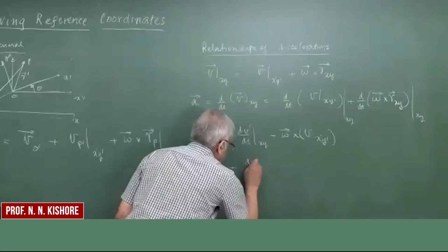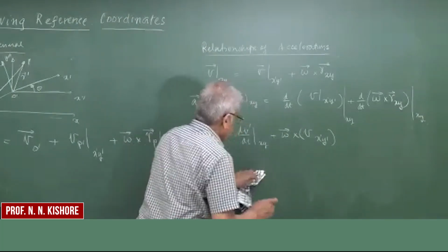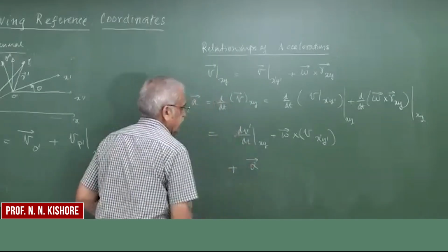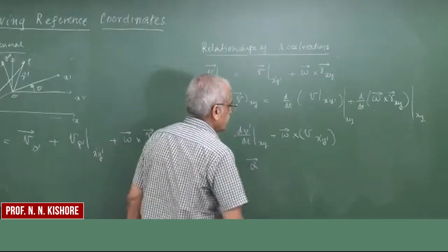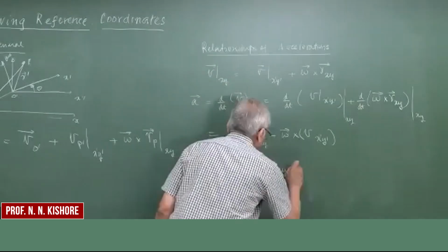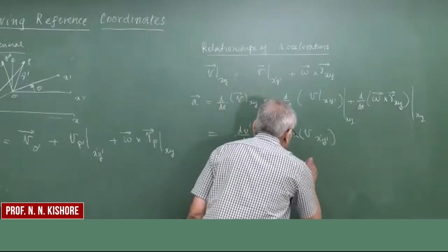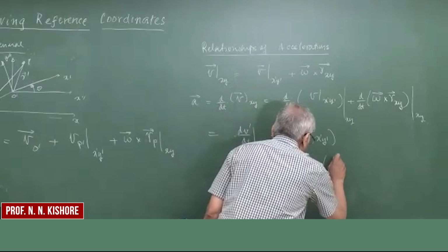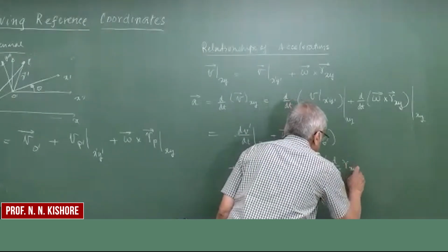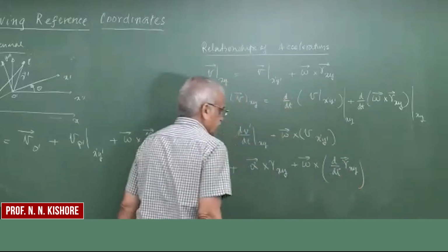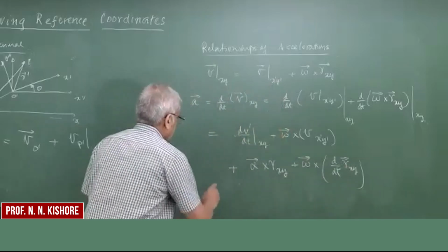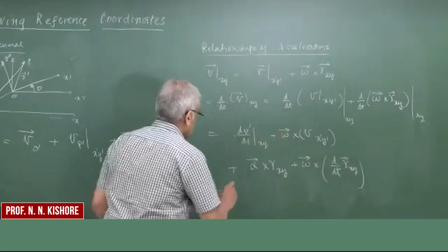So now coming here, d dt of the second term, first is omega. So d omega by dt, if you don't mind, I can write it as alpha itself. What is alpha? Alpha is d omega by dt, the angular acceleration, times rxy. And what else? Omega cross d dt of rxy. So this is the interesting part here.